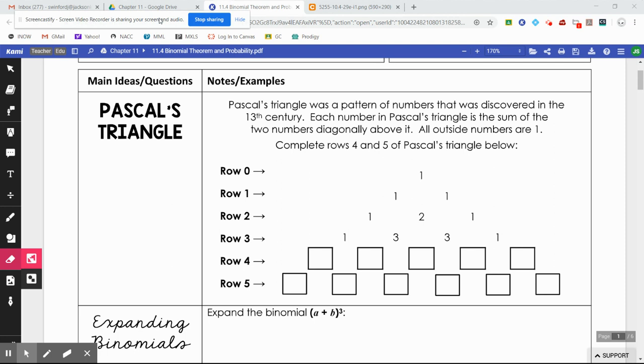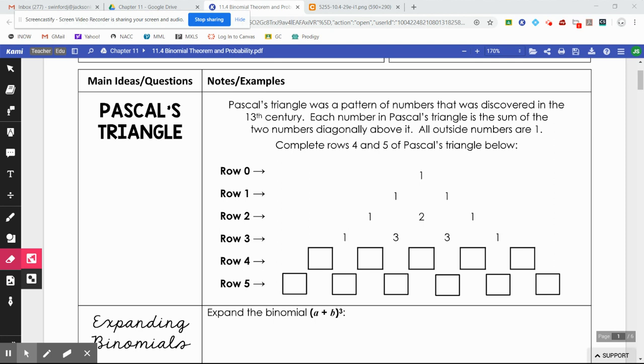And here's what Pascal's triangle is. It says Pascal's triangle was a pattern of numbers that was discovered in the 13th century. Each number in Pascal's triangle is the sum of the two numbers diagonally above it. All outside numbers are 1. Notice here, and that's all these numbers out here.